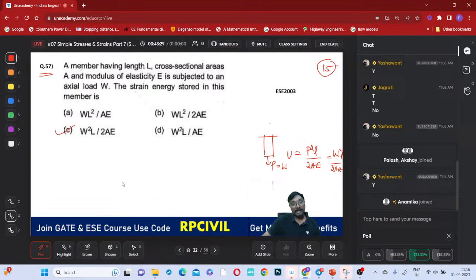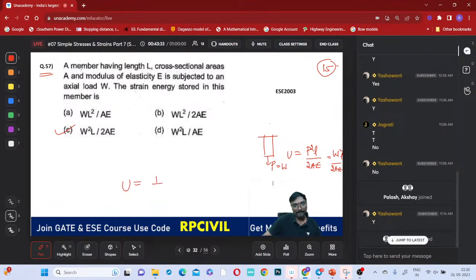Option C. Or you can also write the strain energy as half into load into deformation. What is the deformation? That is WL by AE. So it becomes W square L by 2AE. Strain energy is half into load into deformation, like that.